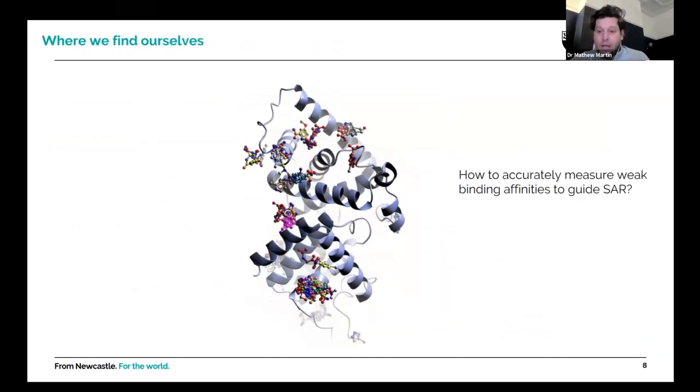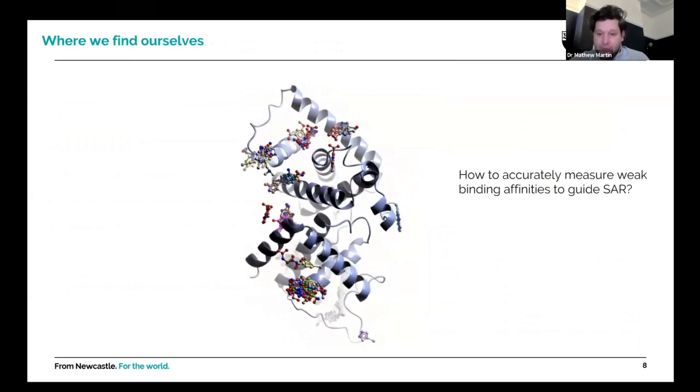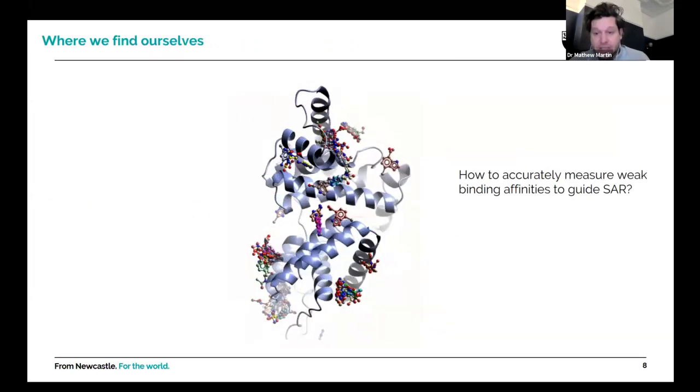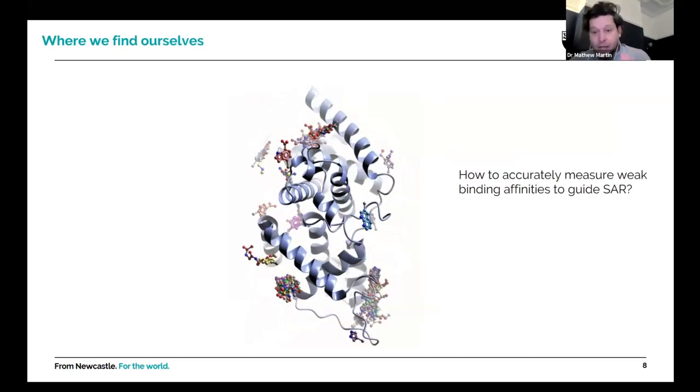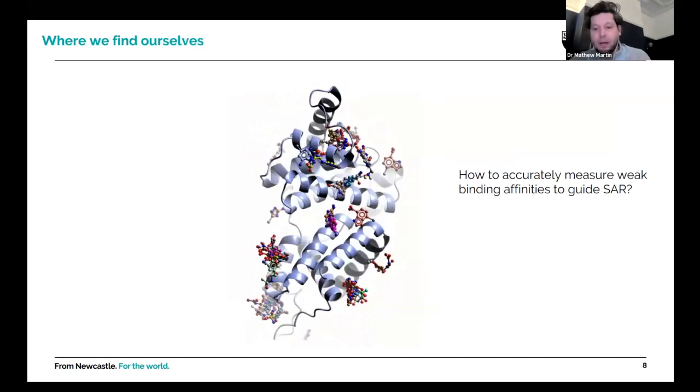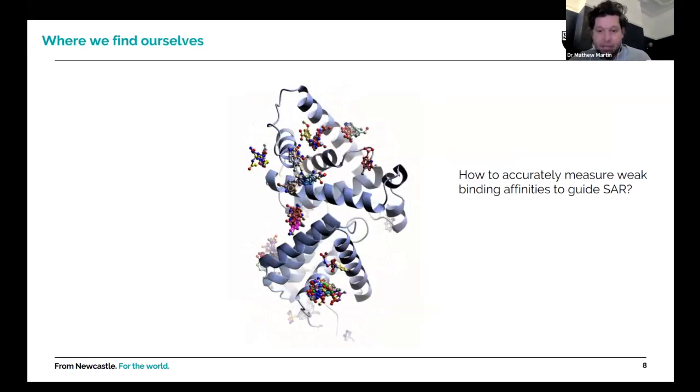So stepping back a little, now we begin to engage in the structure-activity relationship. And as I said before, we already have the structures. We just need to ascertain an affinity of the fragment against our target. But how do we accurately measure a binding affinity to help guide SAR?